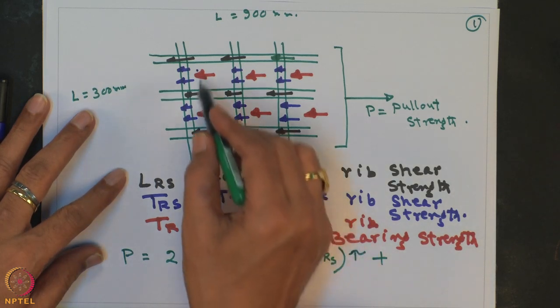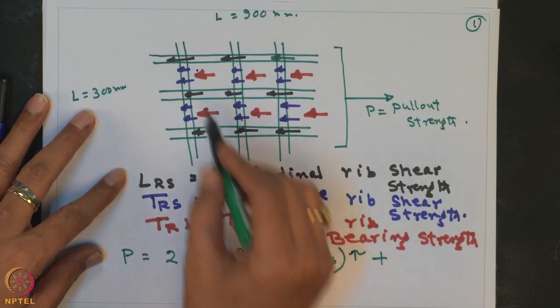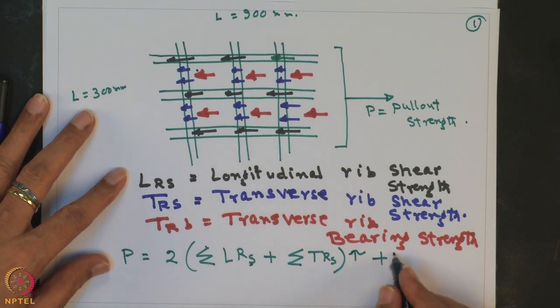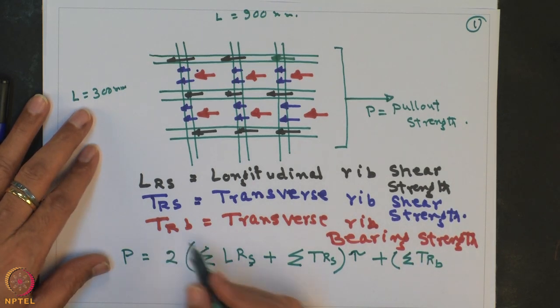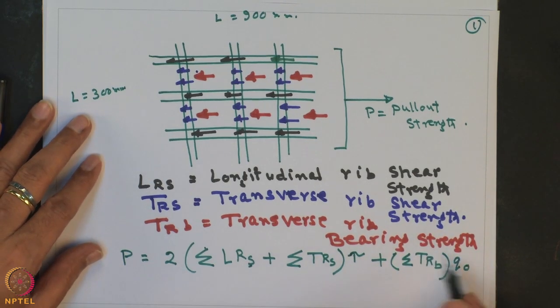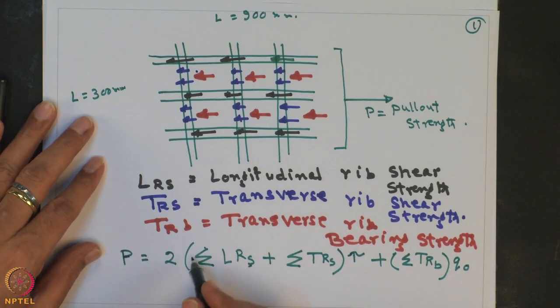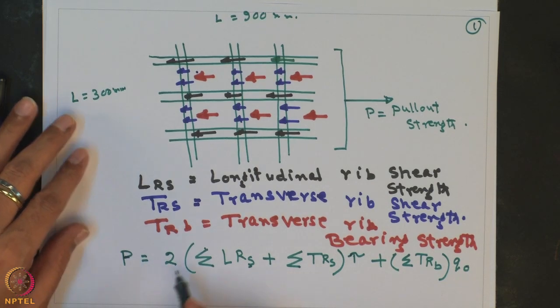And for this transverse rib, that is for the bearing strength, so you can write this is summation of TRB, this is TRB here, into Q0. That means this value also will be given, what will be the bearing capacity. So then you can determine what should be the pullout strength, or what should be the total anchorage strength.